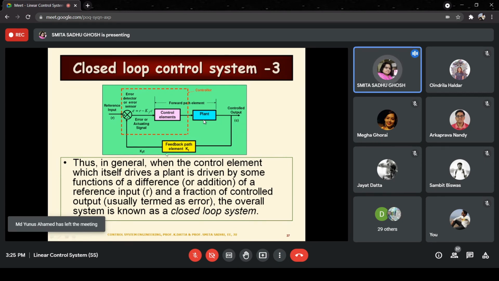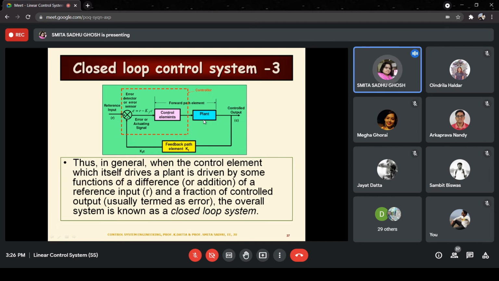So output via a feedback element is going to generate the feedback signal, and by comparing the reference input and the feedback signal, an actuating signal is going to be generated. Actuating signal or corrective signal, whatever you call it, is going to be generated, and on the basis of this signal, which is being input to the control element, the plant input is going to be generated.